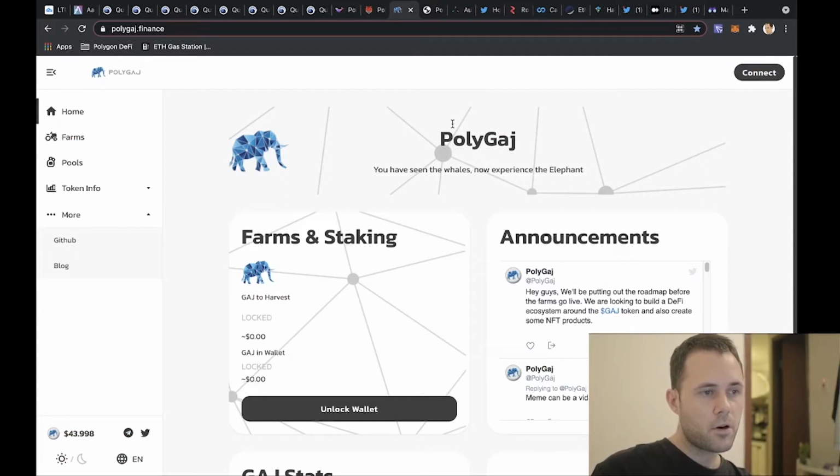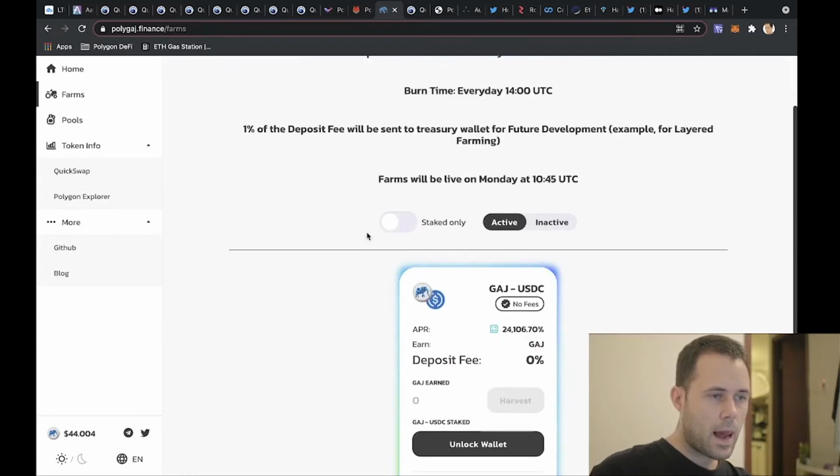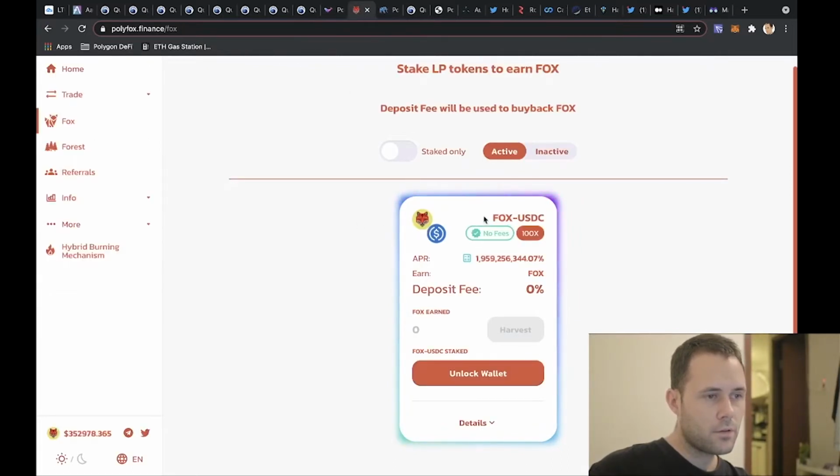Another one to look at is Polygon. People are saying this was created by some 14-year-old dev, which is kind of cool actually. I quite like that. So looking at the farms, they've got a buyback, tax, burning every day, treasury wallet, and most of these farms, they all have the same format. So it's the farm token with $C. Fox has the same.